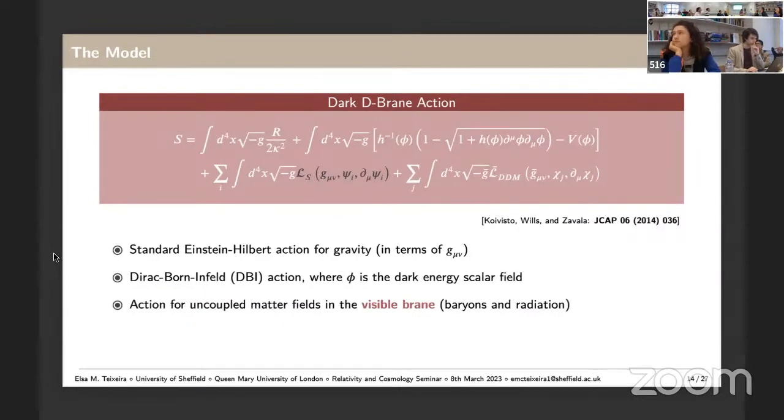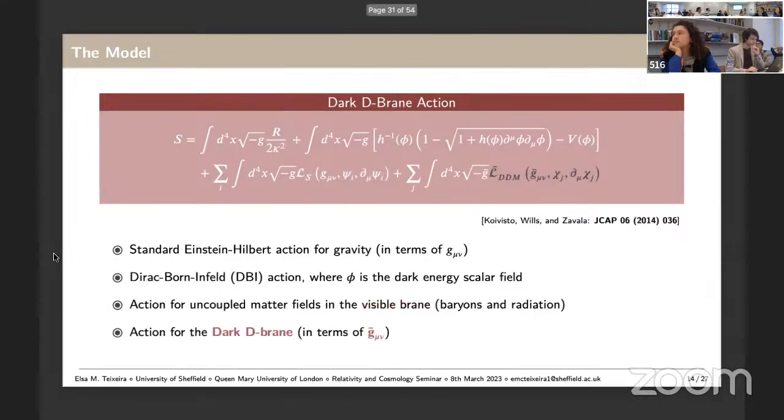Then we have our standard model fields that are in the visible brane and so are naturally uncoupled. And then we have the action for the dark matter fields, again for the dark brane. This will have to be described in terms of the induced metric, which will depend on the warp factor, because that is where the dark matter fields are propagated.